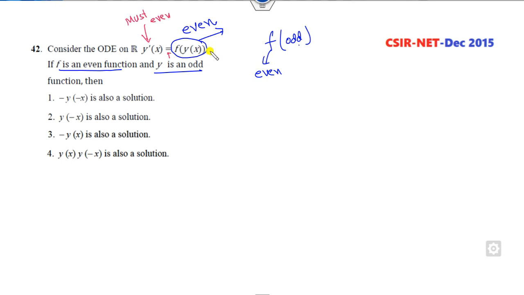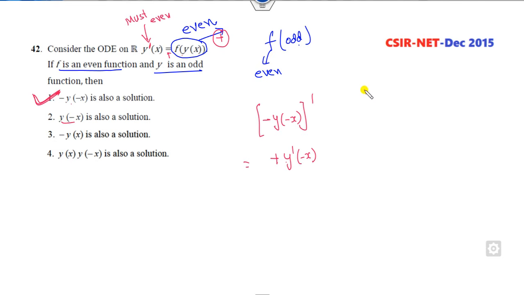So when it can be even, so even means always a positive sign. So which of the following gives the derivative as a positive sign? So you can see, if you take the derivative of this, it will give you minus minus plus, so it gives you a positive sign. The right answer is here.